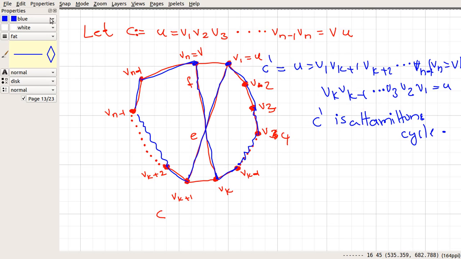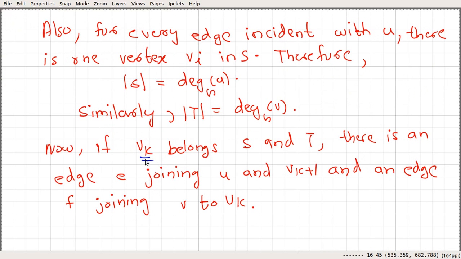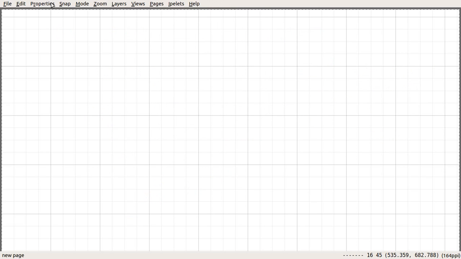Okay, so let me write what I said here. If Vk belongs to both S and T, there is an edge joining this and this, and that implies we can find a new cycle C dash, which belongs to G, that maximal non-Hamiltonian graph. That is not possible because we assumed that G is a maximal non-Hamiltonian graph.